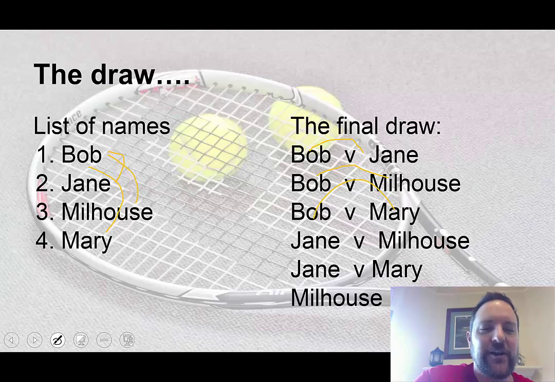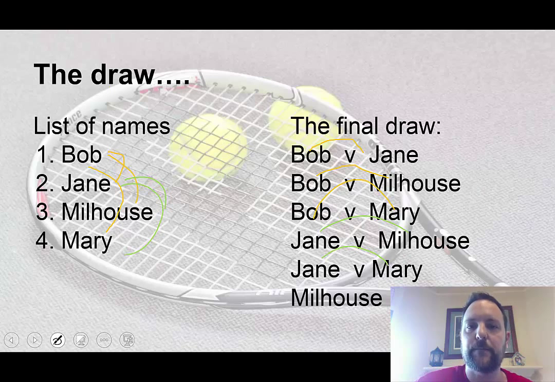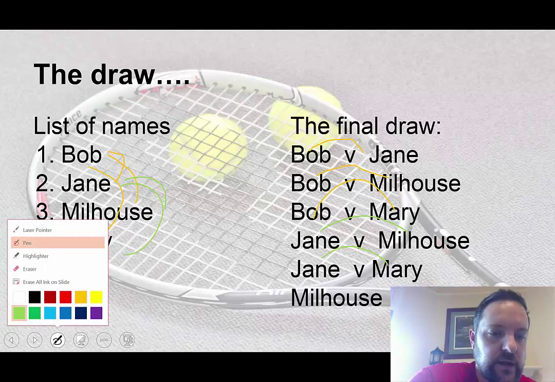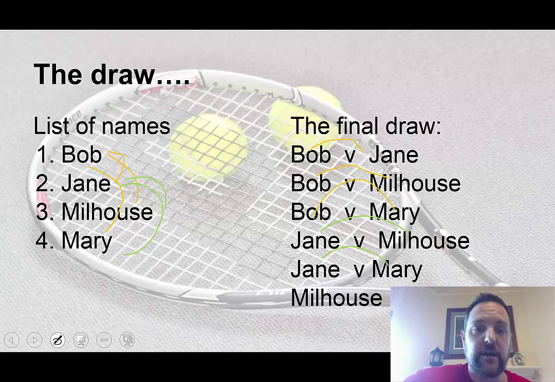Then what we've got going on is Jane versus Milhouse. So notice we went down from Bob. We actually went down one from Bob to Jane, and we're doing the same thing. Jane to the next one, and then Jane to Mary, which is this one here. And again, we're going to do that and move down another one. So go down to 3 and Milhouse versus Mary.